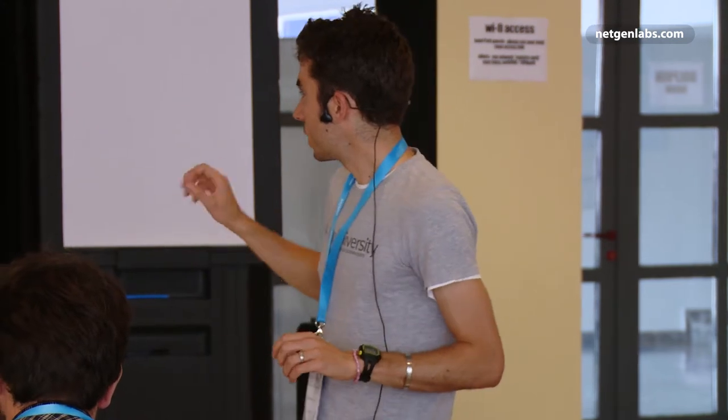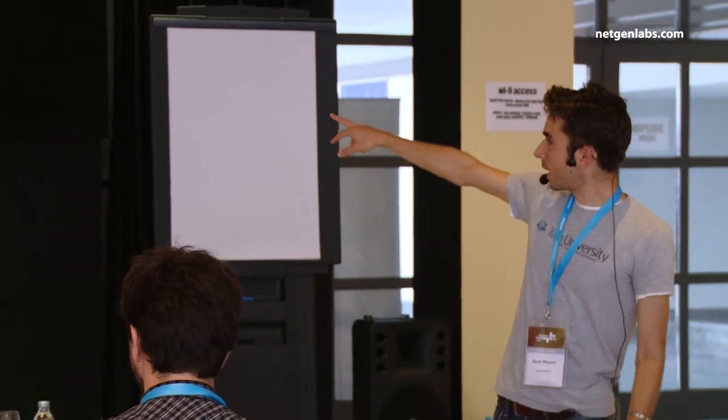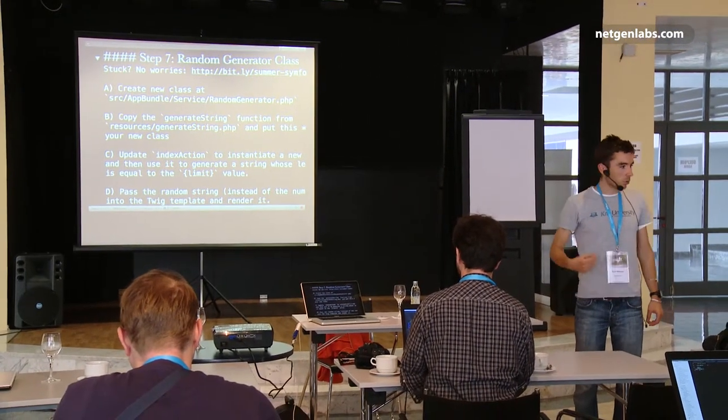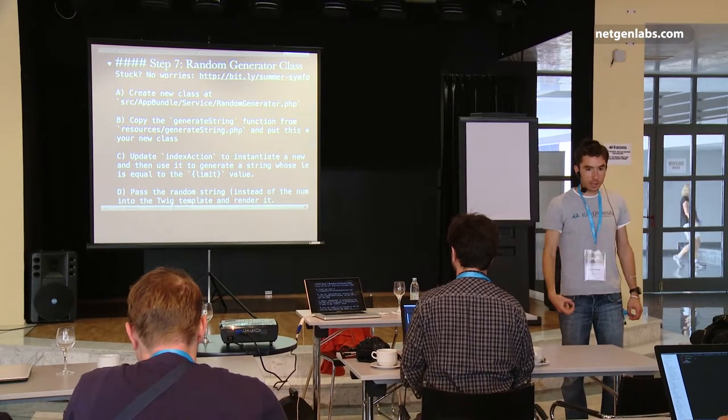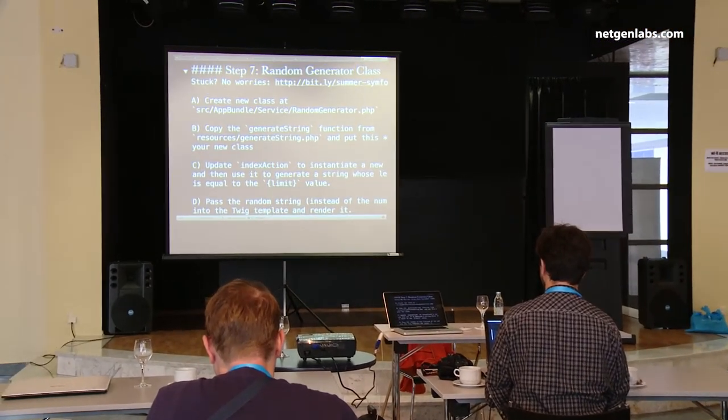So what I want you to do first is create a new class. Again, you have to kind of pretend with me. The problem now is that we want to isolate our random number generation into a separate class so that we can reuse it. So the first thing is to create that new file and class. If I tell you to create a RandomGenerator.php file, you automatically know in Symfony that you're going to have a class inside that file called RandomGenerator, because the class name and the file name always match each other.